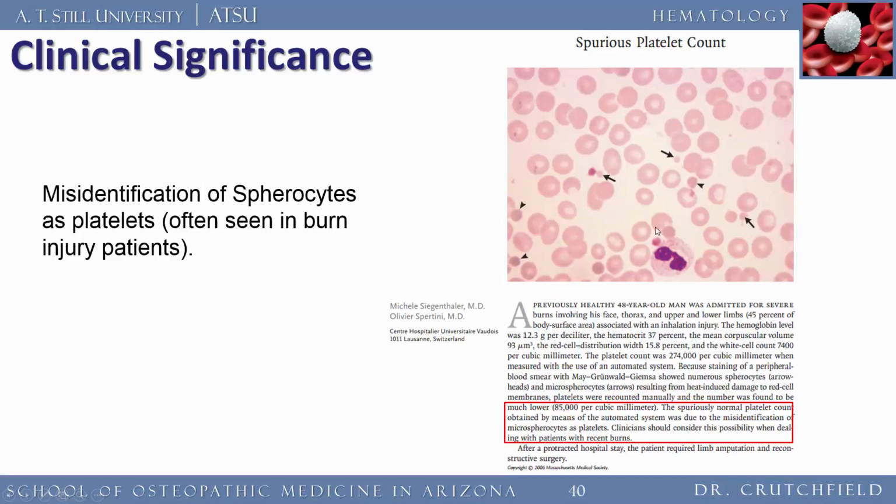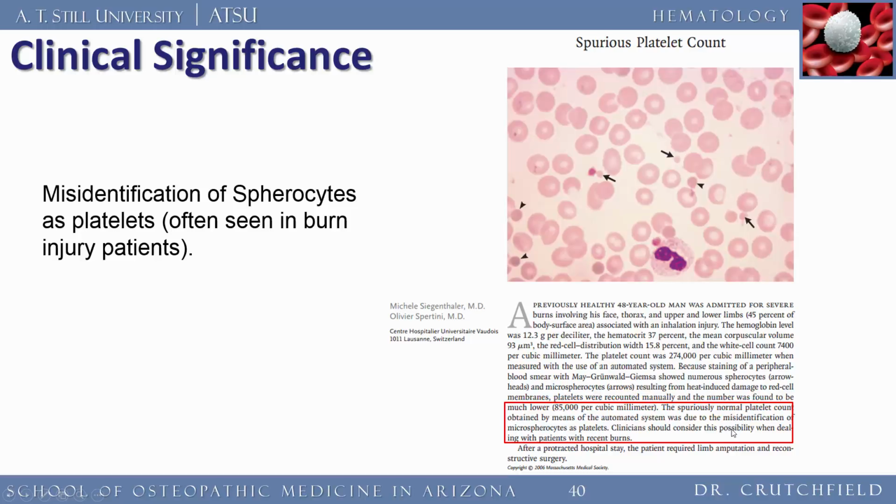So what's the significance of this? Well, in somebody who has been exposed to fire, remember we're talking about heat, we can often see this. Here's an example, taken from the New England Journal of Medicine, where a guy comes in with a severe burn injury of the face, thorax, and upper limb, and his platelet count comes back at 85,000. A normal platelet count's about 125, 150,000. And what was happening is the spuriously normal platelet count obtained by means of an automated system was due to the misidentification of microspherocytes as platelets.